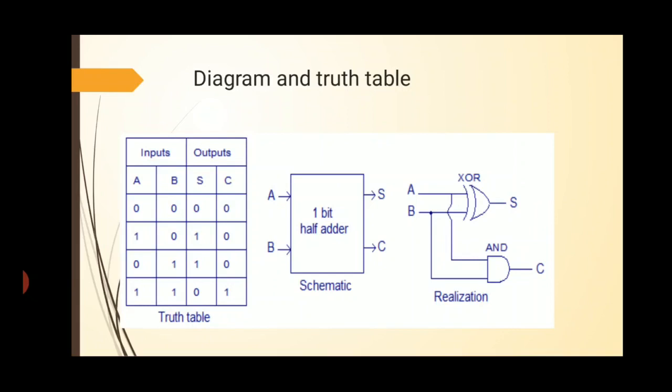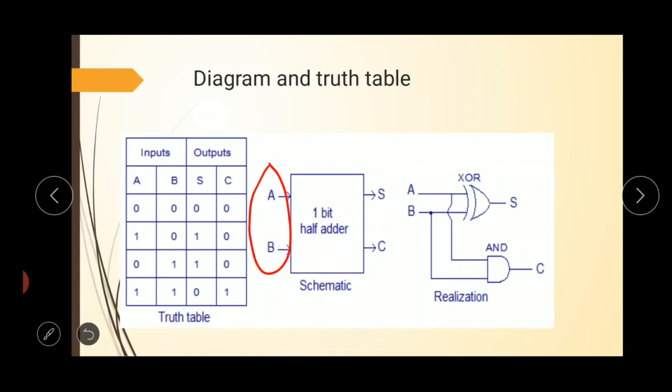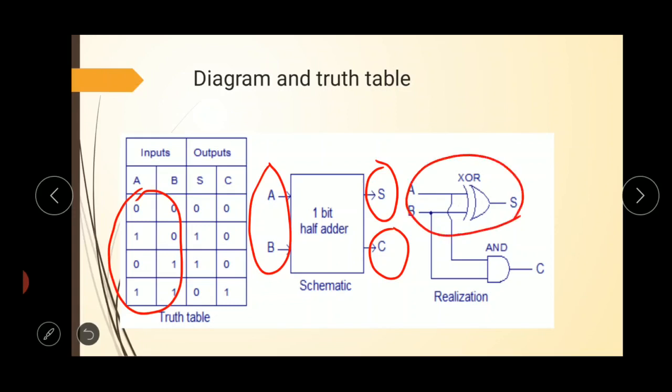So this one is a 1-bit HAPADDR. Here two inputs are present. Because of two inputs, we have 4 combinations, and at the output one sum bit and another carry bit are present. The equation for sum is A XOR B. This one is the diagram, and for the carry bit it is A AND B, meaning A into B.